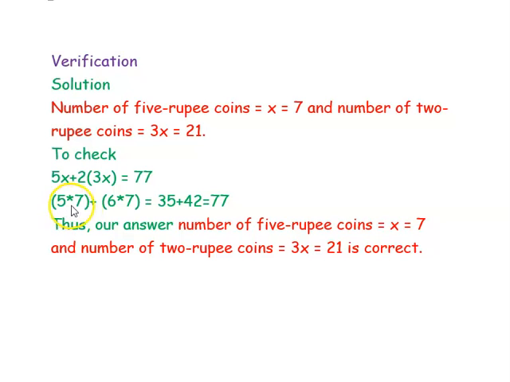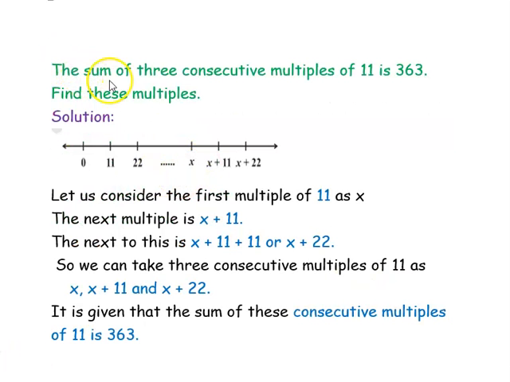So now, 5 times 7 plus 6 times 7. 5 times 7 is 35 plus 6 times 7 is 42. If you add, you will get 77. So we are getting the total amount as 77. So what we have found out is correct. So the number of 5 rupee coins he has is 7, and the number of 2 rupee coins he has is 21 coins.